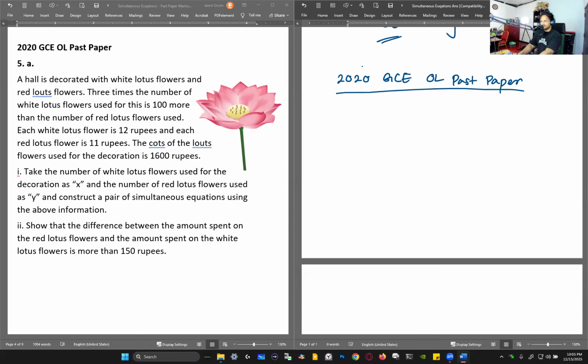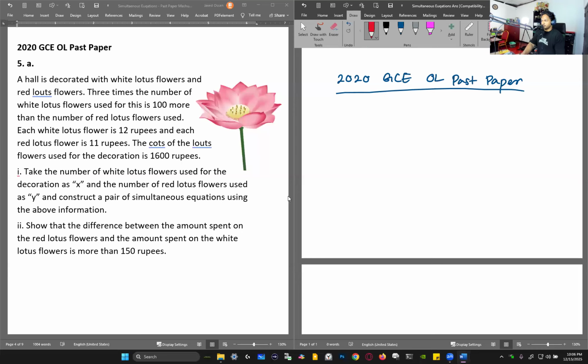A whole hall is decorated with white lotus flowers and red lotus flowers. 3 times the number of white lotus flowers used in this is 100 more than the number of red lotus flowers used. Each white lotus flower is 12 rupees and each red lotus flower is 11 rupees. The cost of the lotus flowers used to decorate is 1,600.